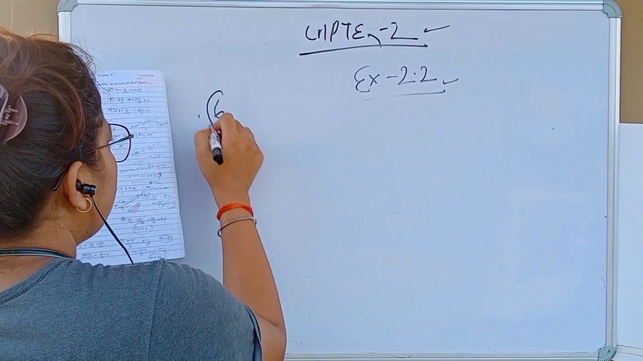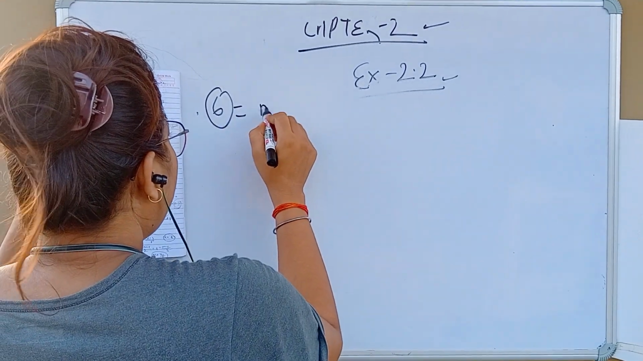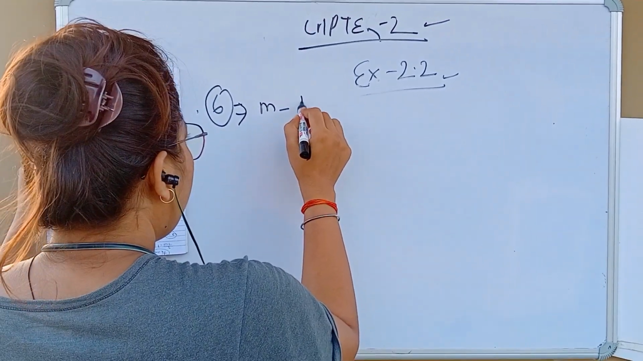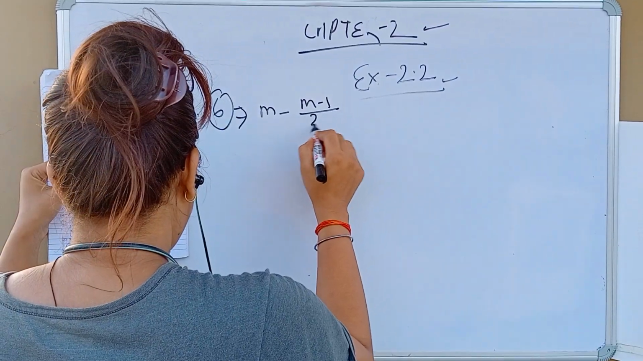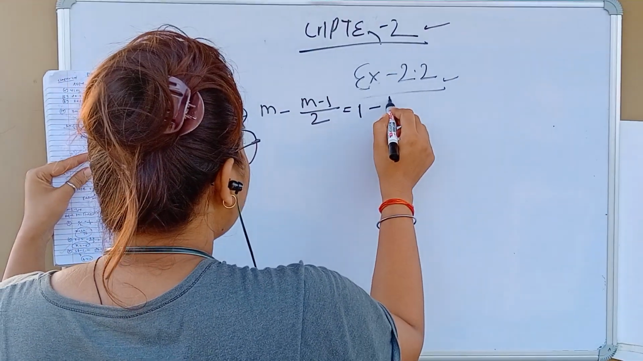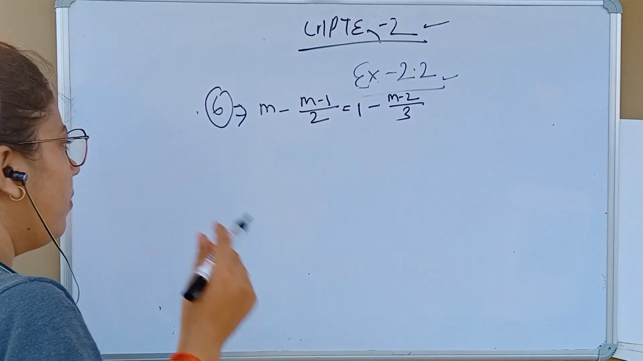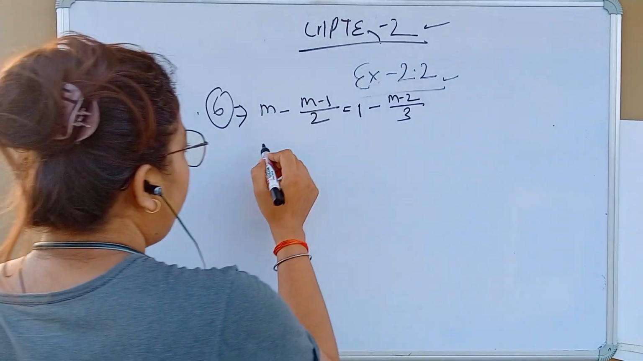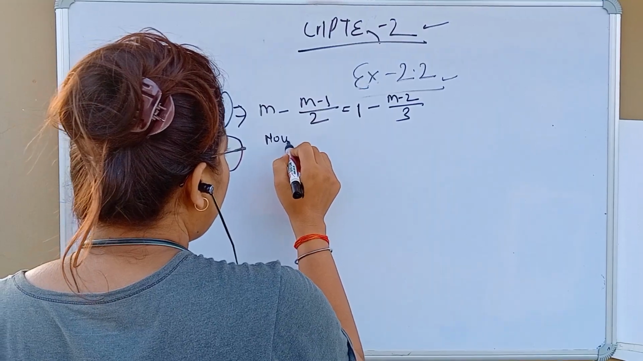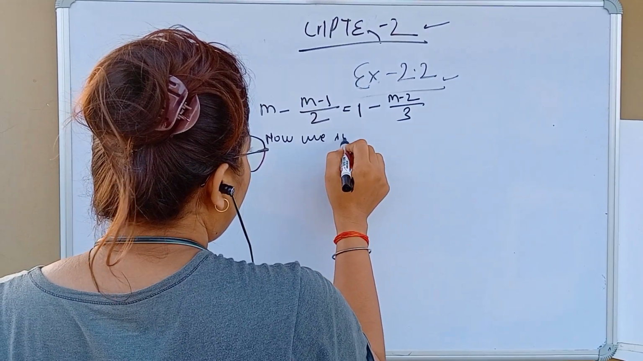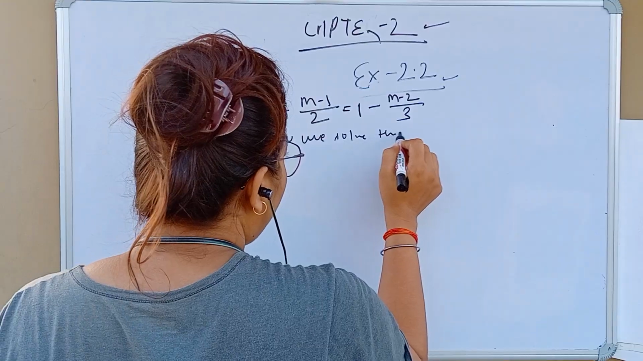Sixth question: (m minus 1) divided by 2 is equal to 1 minus (m minus 2) divided by 3. Now we solve the equation.